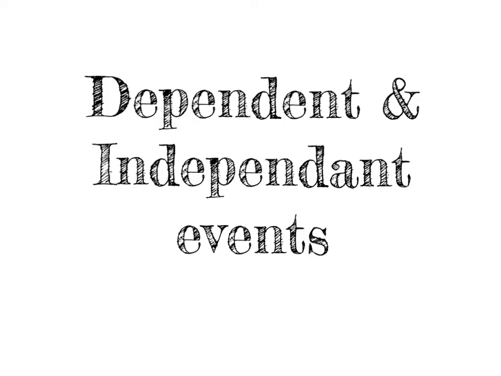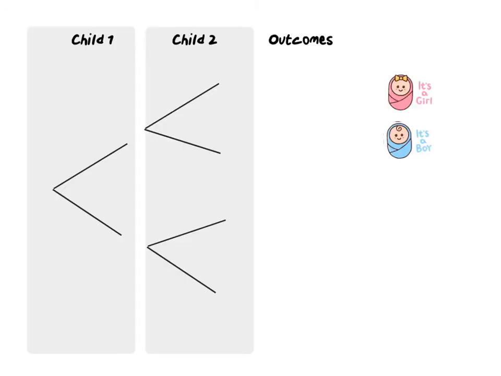In this video, we are going to look at the probabilities of dependent and independent events. Let's start with an easy example and one that you might be familiar with. If a couple would like 2 children, then they have a few options. They could either have a boy and a girl, or 2 boys or 2 girls, or a girl and a boy. And we can show all these combinations in a tree diagram.